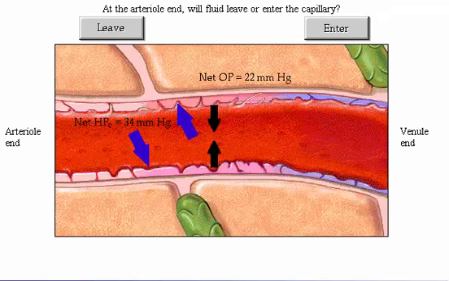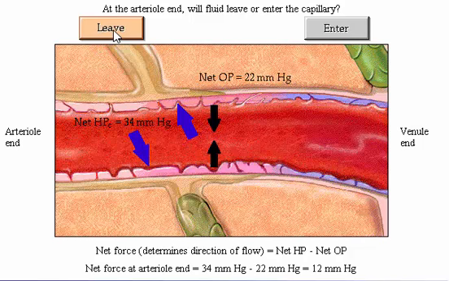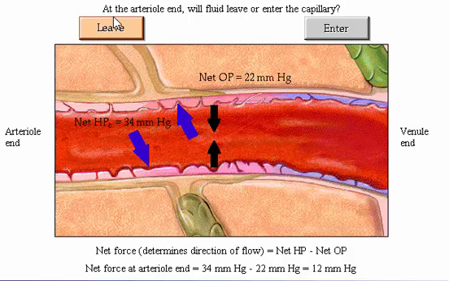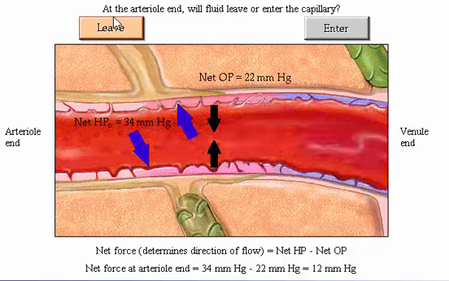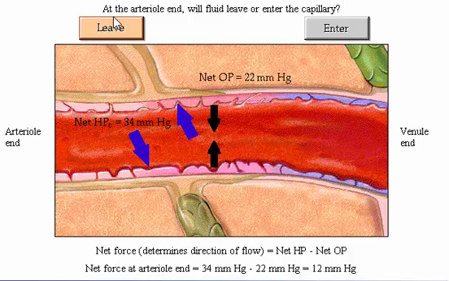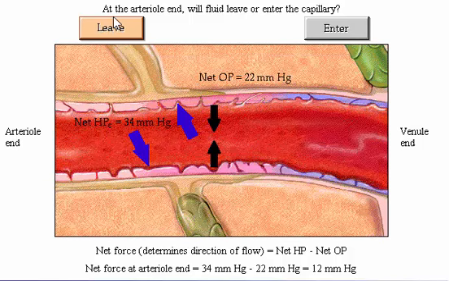At the arterial end, will fluid leave or enter the capillary? Remember that the net force, which determines the direction of flow, equals net hydrostatic pressure minus net osmotic pressure. The net force at the arterial end of the capillary equals 34 millimeters of mercury minus 22 millimeters of mercury, which equals 12 millimeters of mercury. Since the net hydrostatic pressure is greater than the net osmotic pressure at the arterial end of the capillary, the hydrostatic pressure wins out and fluid leaves the capillary at the arterial end.